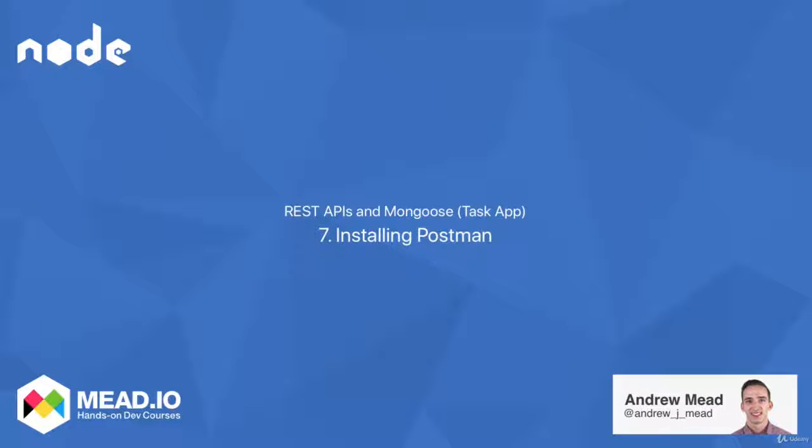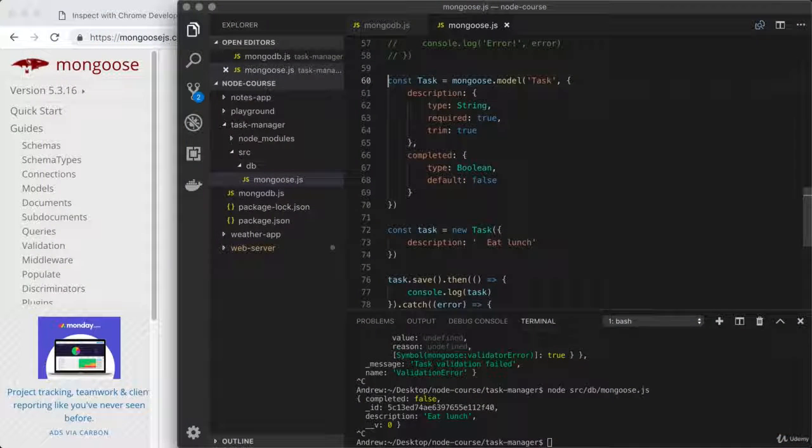As suggested by the last video, we'll be making a ton of HTTP requests as we create and build out the Task Manager REST API.